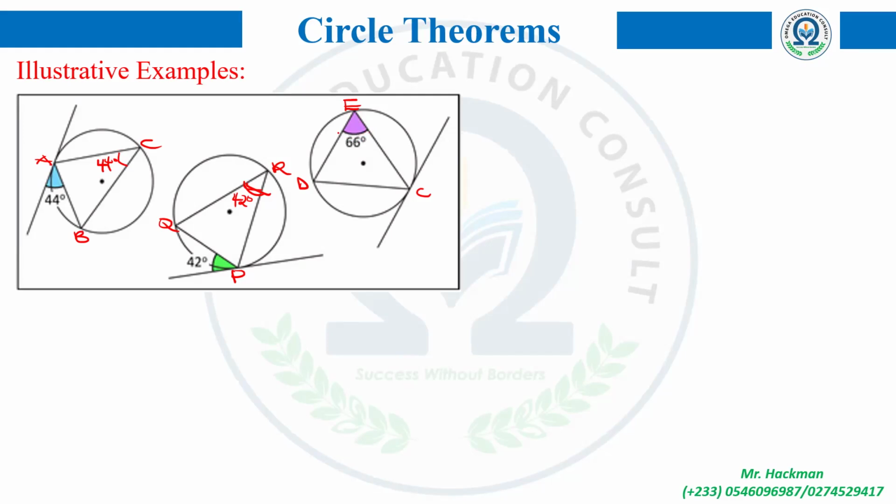That chord shouldn't have anything to do with this angle. So if you look at this tangent, it has two chords meeting it. You can see this chord and this chord. Is that clear?